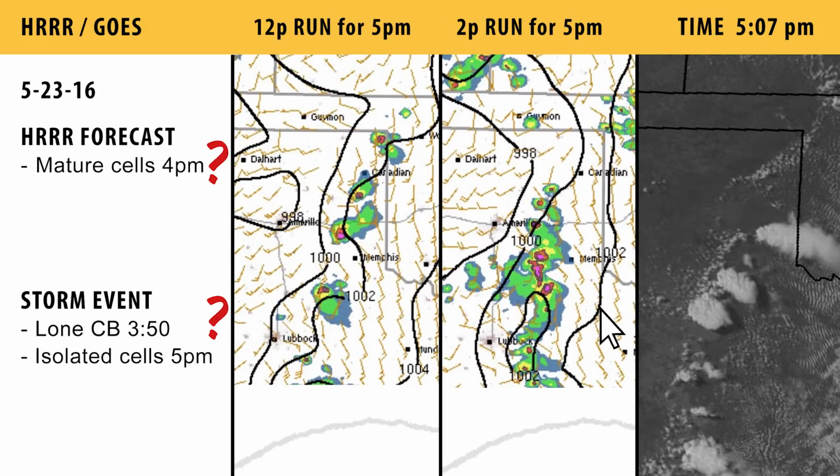Here's another run for 2 p.m., and then what happened at 5 p.m. So kind of different things going on here with the 12 p.m. run and the 2 p.m. run. But one thing that's consistent is something's going to happen on that boundary. And that's good enough. Yeah, I feel confident something's going to happen. Here's the GOES of the cells. And so I left this cell. I came down here to these cells around Turkey, Texas.